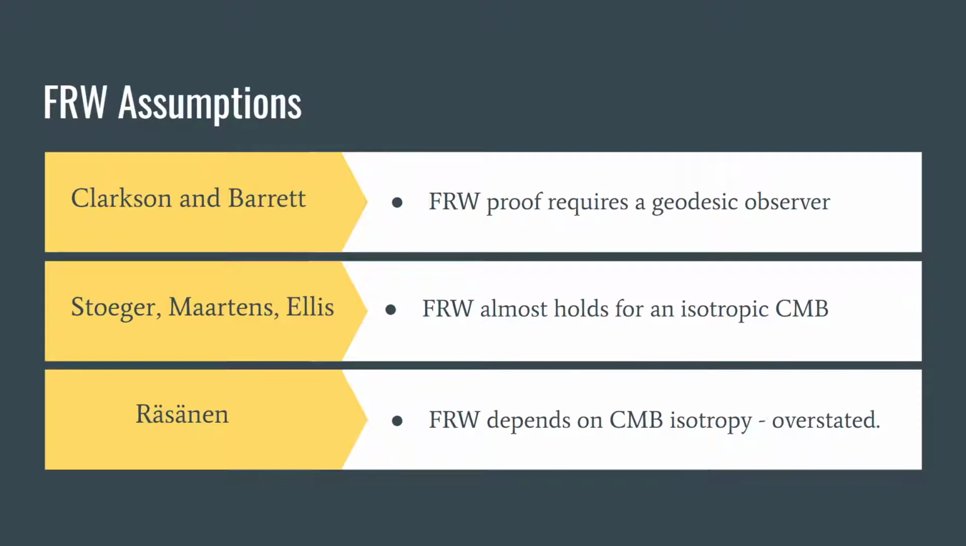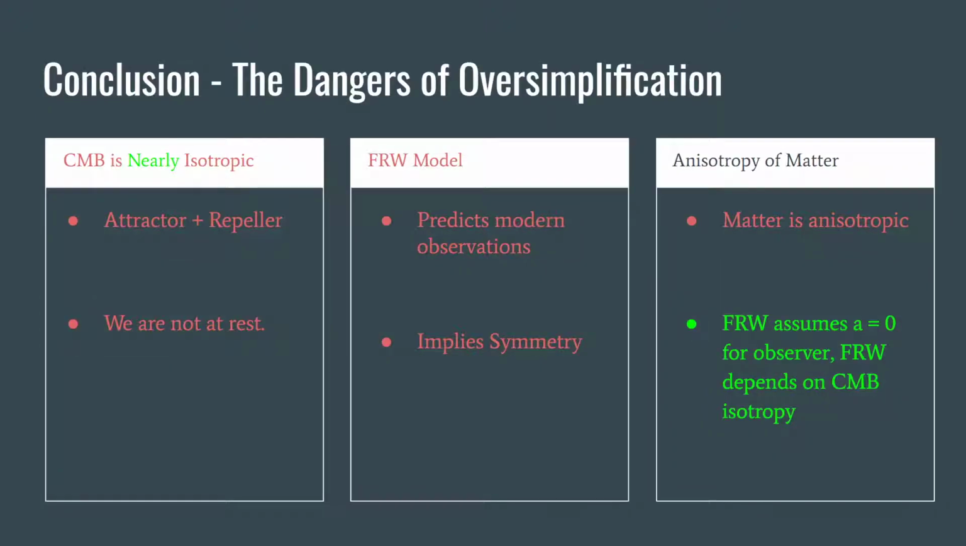Clarkson and Barrett denote that a non-geodesic observer has no chance in proving FRW observationally. Stöger, Martins, and Ellis show that FRW almost but not fully holds for an isotropic CMB, and Rasanen reveals that the CMB is not sufficiently isotropic for FRW assumptions to hold. Thus, while the Friedmann-Robertson-Walker model is important in cosmological generalizations, it fails to hold under modern investigation.